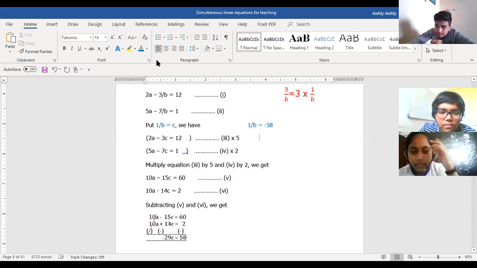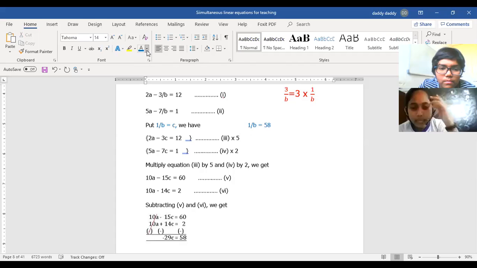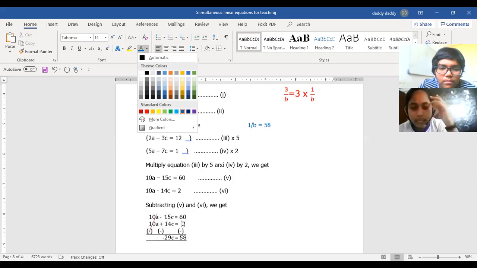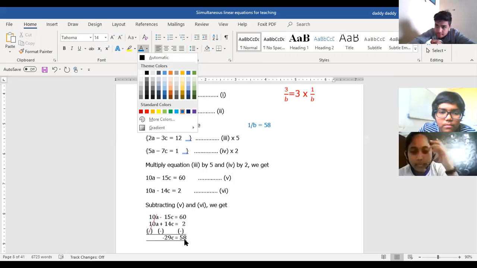Ma'am, how is 1 upon b equal to minus 58? It will be plus 58, no ma'am? Sorry, plus 58. Yes, plus 58. So what will be b? What will be the value? And how of plus 58? No, c is minus 58. Yeah, b is minus, c is minus 58.